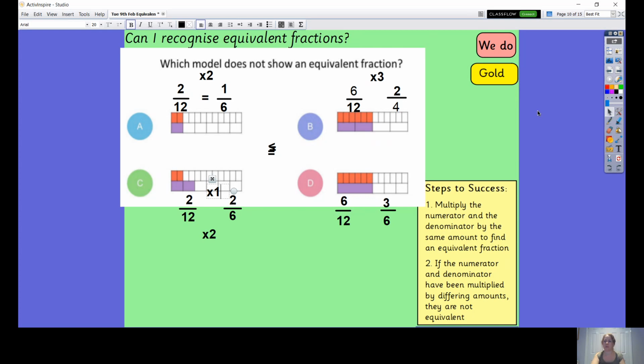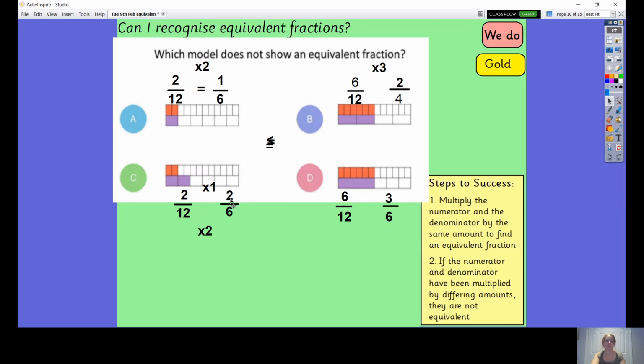See, I told you it still gets tricky with the zeros and everything. So 2 times 1 is 2, but 6 times 2 is 12. So they've been multiplied by different numbers, so they're not equivalent. And actually, we can see that that 2/6 is bigger. So the person who had the 2/6 would have more.